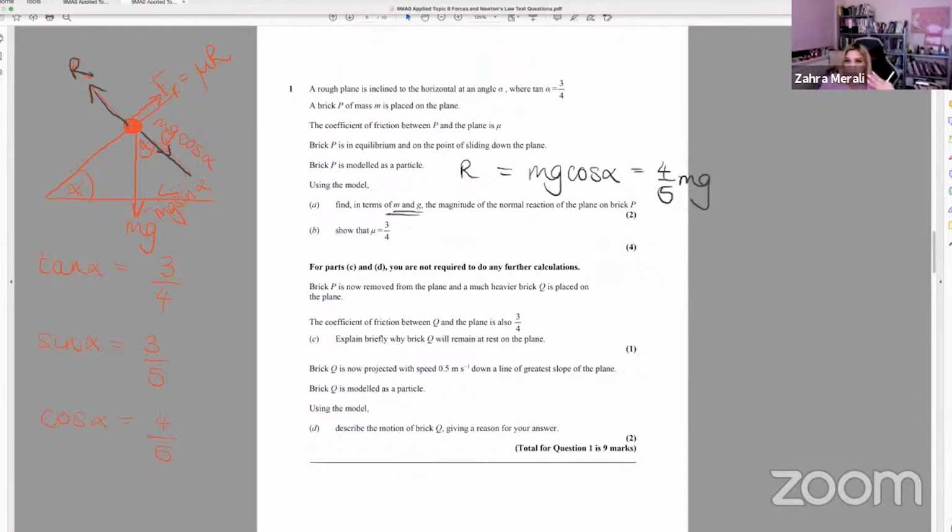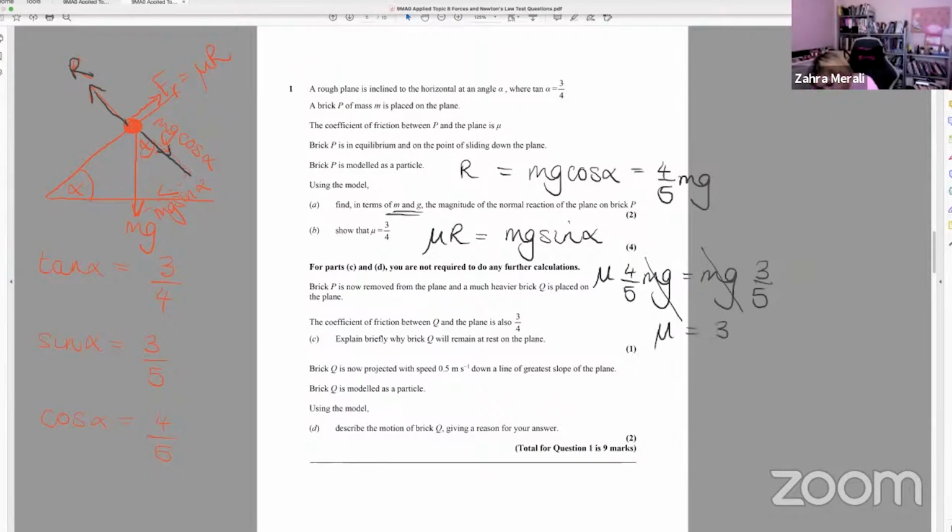So we've written in terms of m and g the normal reaction. Now we're going to resolve, it's in equilibrium, it's not moving. So we're thinking F equals ma, a is 0. So going up the slope equals going down the slope. So we've got mu R, so this is where it comes into use. So mu R equals mg sine alpha. Now we've already worked out what R is. So mu times 4/5 mg equals mg, and we said sine alpha was 3/5. Now what's on both sides? mg, we can get rid of that, right? And we can multiply both sides by 5, and you've shown that mu equals 3/4. So that was nice and straightforward.